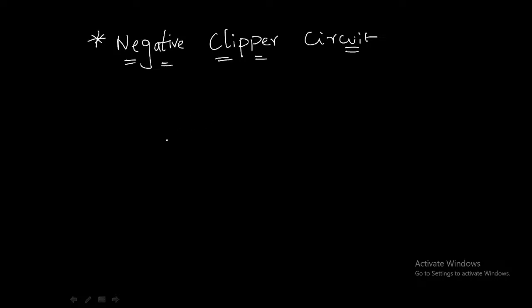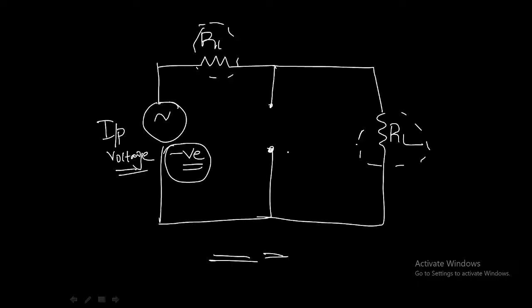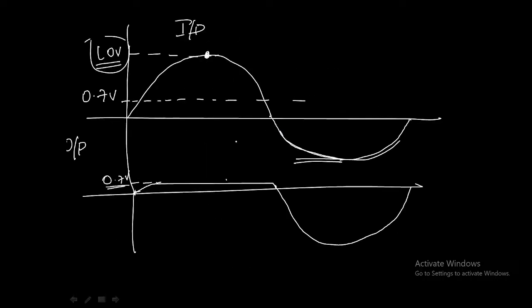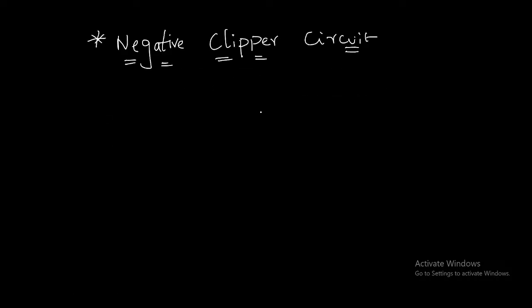So what happens in a negative clipper circuit? In the positive clipper circuit, what we have seen is that the positive part was being clipped off and the negative part remains the same. Whereas in the negative clipper circuit, the negative input phase will be clipped off and the positive part remains the same. Okay, so let's see the circuit first and let's analyze the waveform.